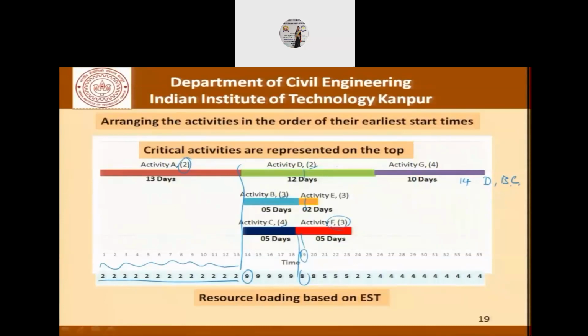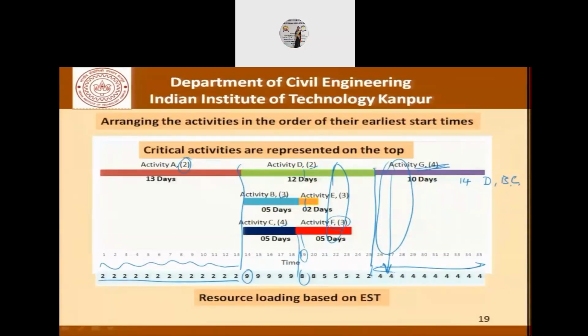What we need to do is to find out on a given day what are the activities that are going on and find out what is the demand for the labor on that particular day. So we find that beyond this point, only activity G is going on, and that requires 4 people. So towards the end of the project, we have only 4 people working on activity G right up to the end of the project.